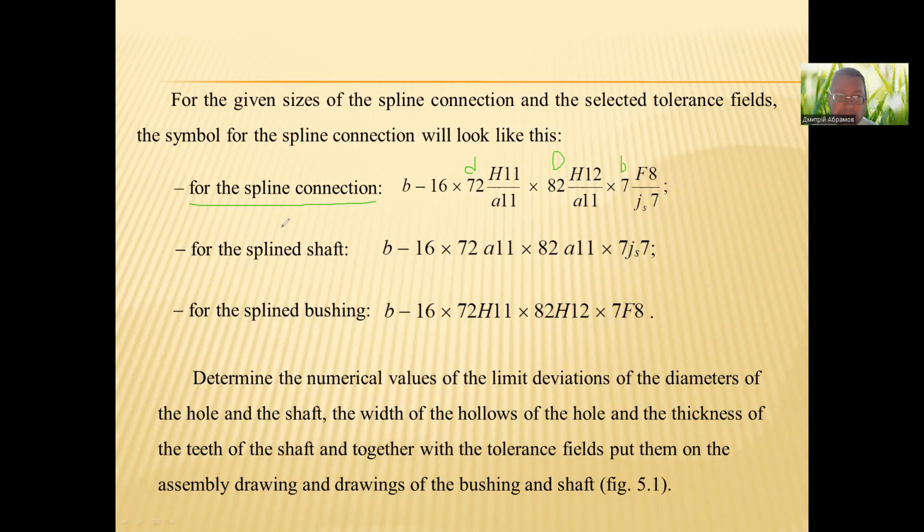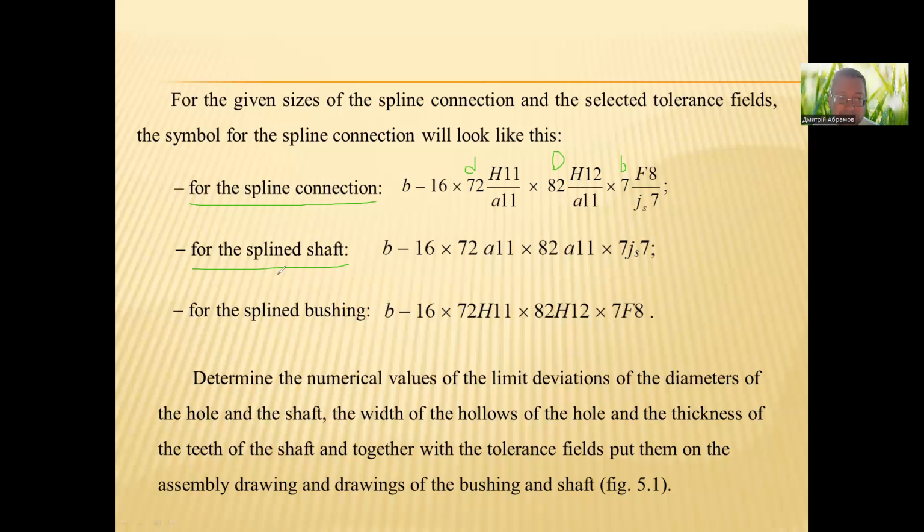The symbol of the spline connection. The symbol of the splined shaft. Only parameters for the shaft. H11 is parameters of the teeth of the bushing. H12 of the bushing, because we can see big H, and it's above the line. All parameters above the line are for the hole, or in our case, for the bushing.